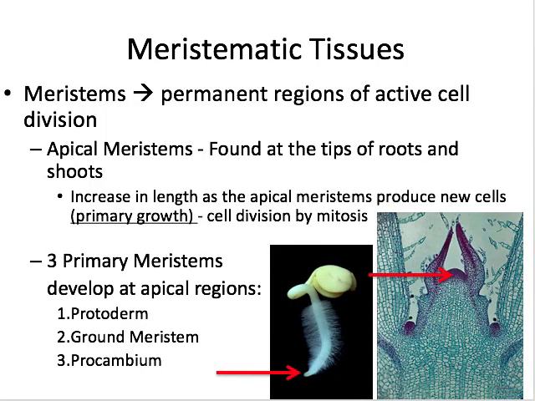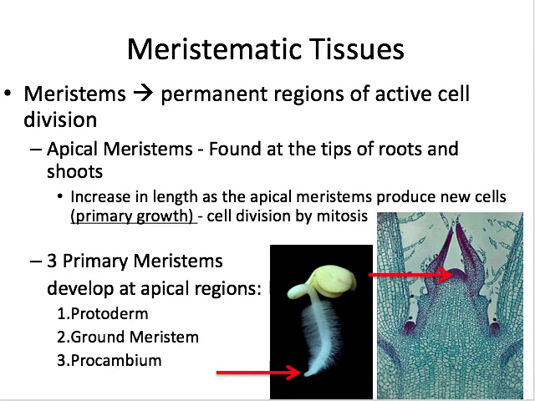So what are meristematic tissues? Well, meristems are permanent regions of active cell division. We can think of this as a group of cells that are capable of dividing and growing into any type of cell that the plant needs. You might have heard of things like stem cells in humans, where stem cells can be used to grow other types of cells and tissues for human surgery and stuff like that. Well, plants have their own type of stem cells that occur at these meristems.